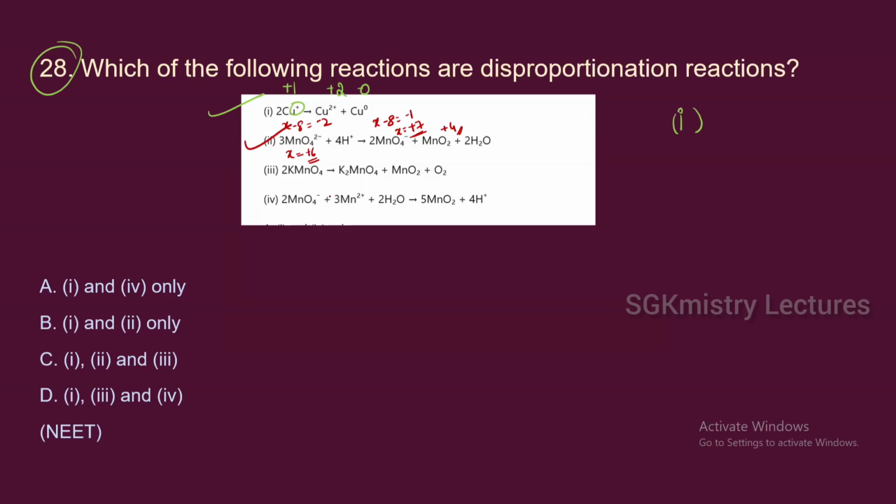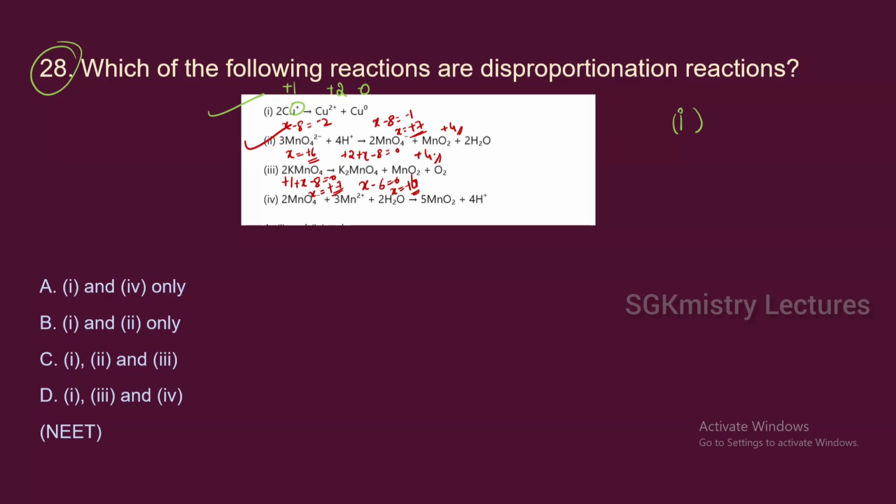Let us look into this particular example. Here +1, X minus 8 is equal to 0. So X is equal to +7, right? So here +2, X minus 8 is equal to 0. So X minus 6 is equal to 0. So X is equal to +6. Here X is equal to +4.